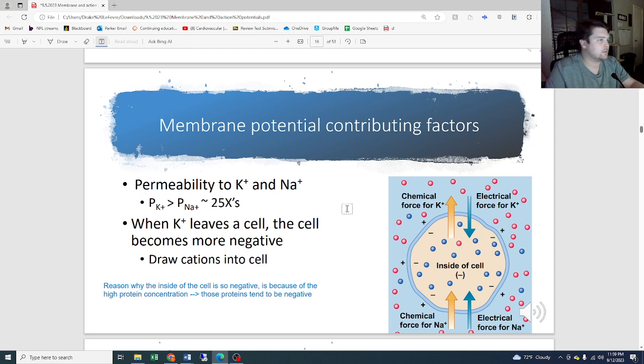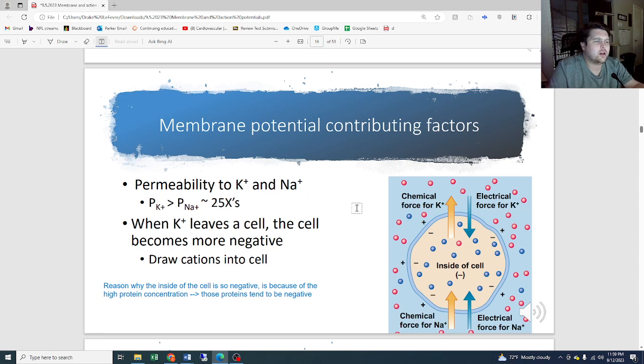Another reason we talked about here is permeability to potassium and to sodium. Earlier when we talked about those leaky channels and the sodium potassium pump, that's what we're getting into here, specifically the leaky channels, where sodium and potassium leak back and forth. The cell is 25 times more permeable to potassium than it is to sodium.